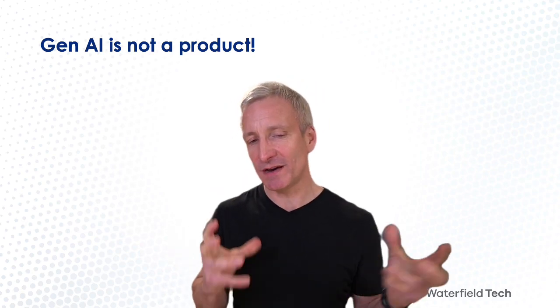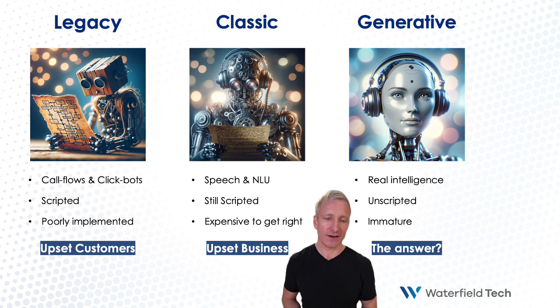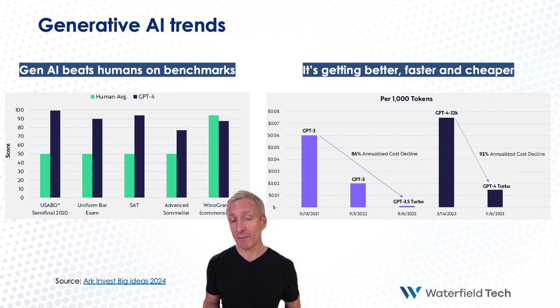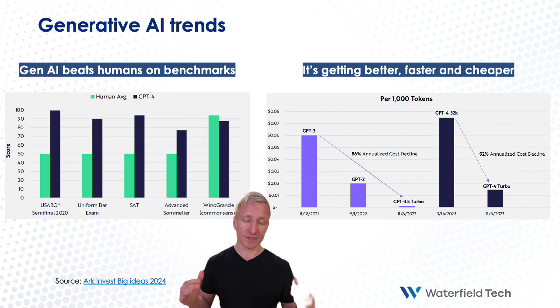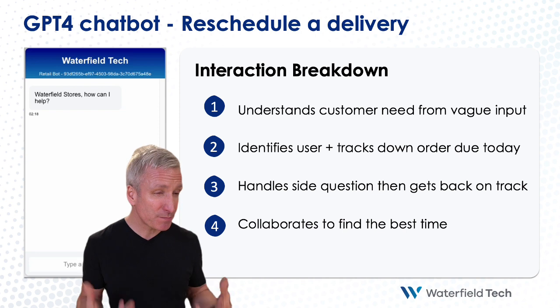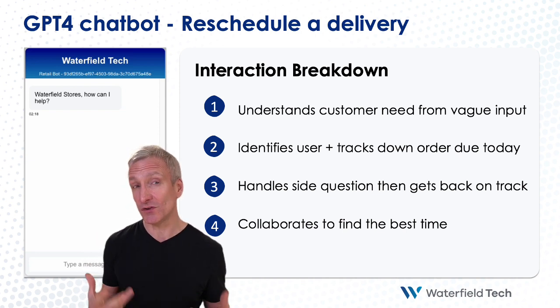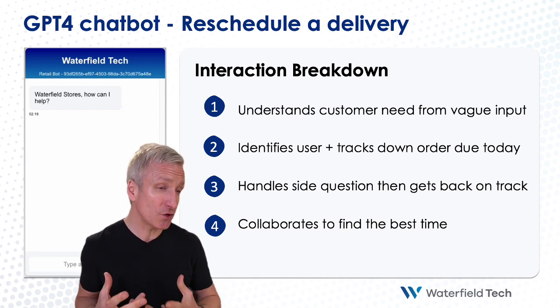In the previous videos in this series, we talked about the different waves of conversational AI leading to the generative AI capabilities that we have today. We talked about how those generative AI capabilities are meeting or exceeding human performance on key benchmarks and standardized tests, and also how the costs of those models are coming crashing down over time.